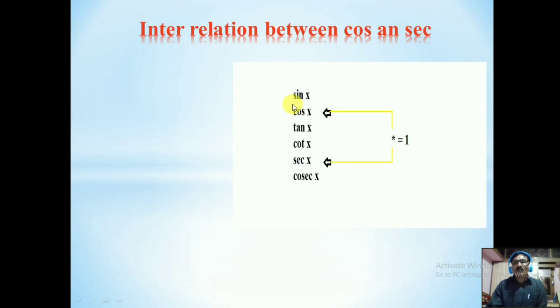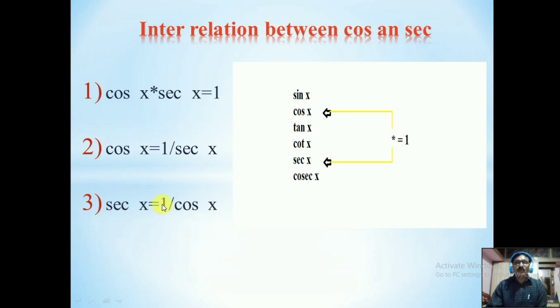Now we see interrelation between cos and sec. Cos and sec are also inverse of each other. Therefore, product of these two is equal to 1. Therefore, we get cos x into sec x is equal to 1, and cos x is equal to 1 upon sec x, and sec x is equal to 1 upon cos x.